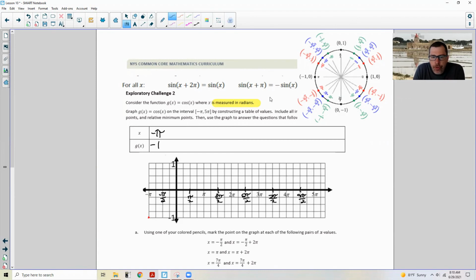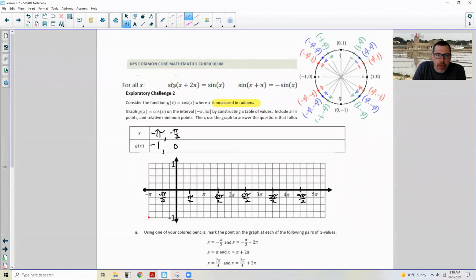Okay, and then we're going to do intervals of pi over 2 for starters. So if I go negative pi over 2, cosine is 0. Okay, negative pi over 2, cos is 0. Okay, so then when I plot that, negative pi over 2 is 0. Okay, and then we're going to do 0.